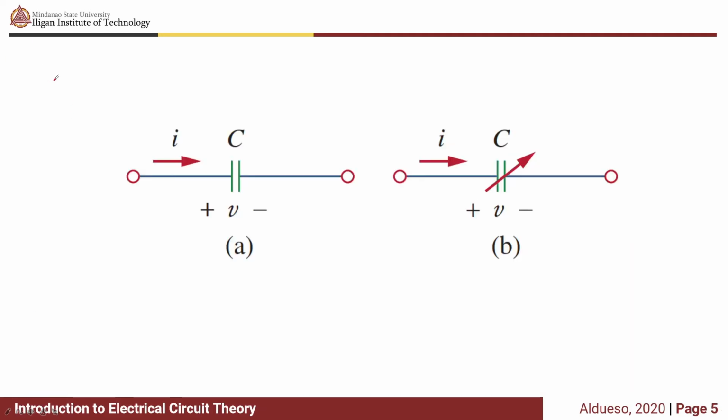So following the passive sign convention, looking at these figures A and B, we have a voltage with polarity positive-negative, and the current entering through the positive terminal of the voltage. So we have I equivalent to C dV over dt.